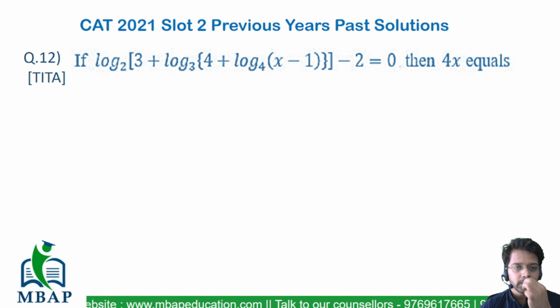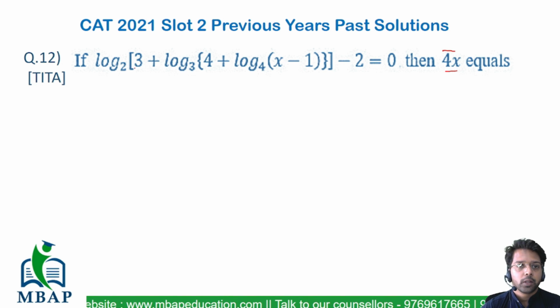Let's see the next question. The next question is from the topic of logs. Not a difficult question, provided you are able to change the base of the given values quickly. Read the question well. The question says, if log to the base 2 of 3 plus log to the base 3 of 4 plus log to the base 4 of (x minus 1) minus 2 is equal to 0, find x and then multiply by 4 to find 4x.